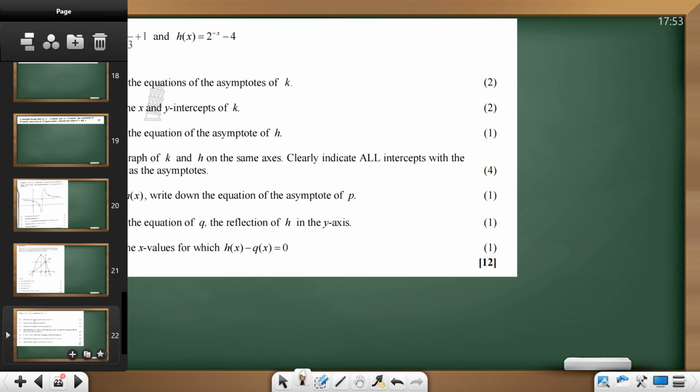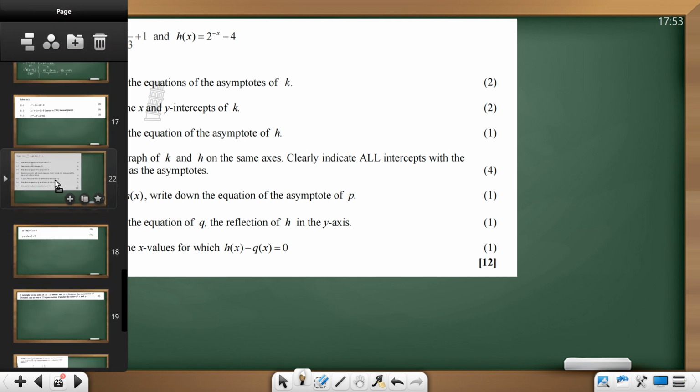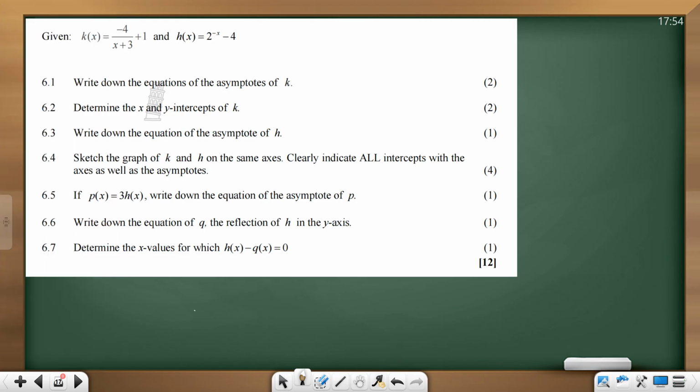But let's look at this hyperbola quickly. Did you guys do hyperbola in school? Unfortunately, some of you are writing so soon we couldn't get to it. Did you guys do hyperbola?